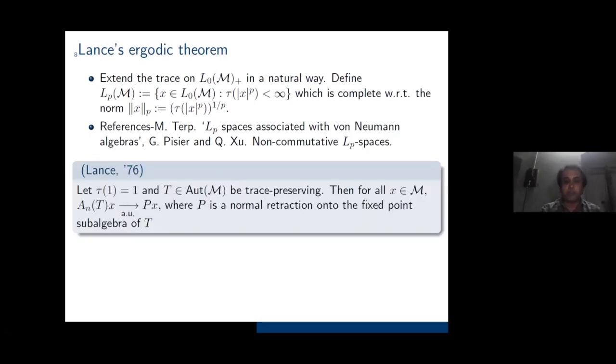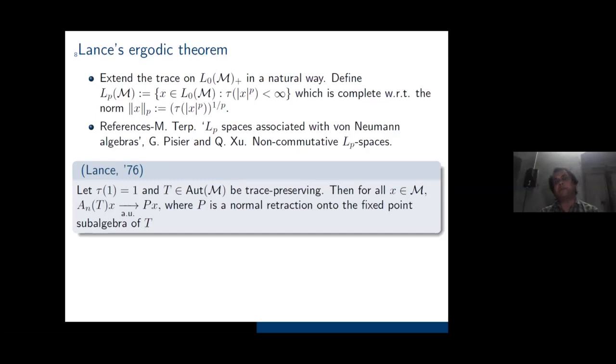Okay, so obviously you have this non-commutative Lp space. Now what do you do? You replace this L infinity omega or Lp omega by our space Lp M, and what should be the analog of measure preserving transformations? That should be the automorphisms on the von Neumann algebra which preserve the trace, right?